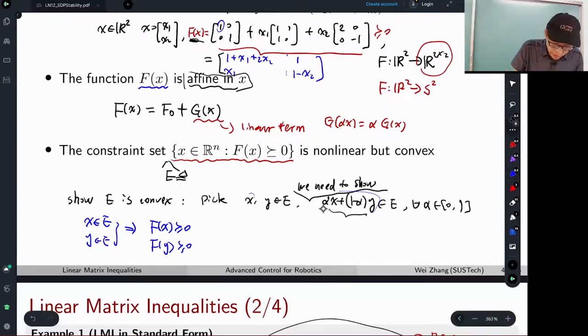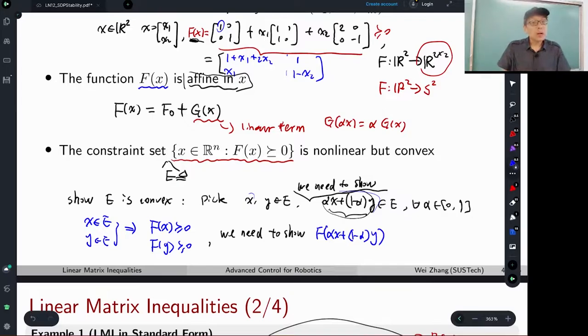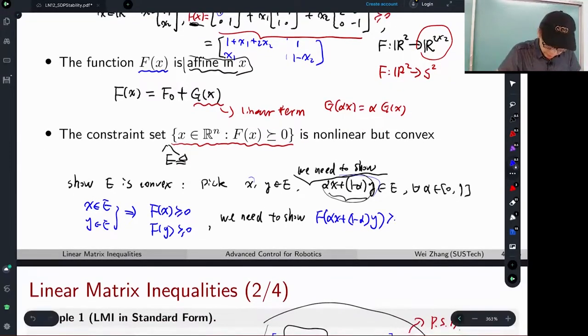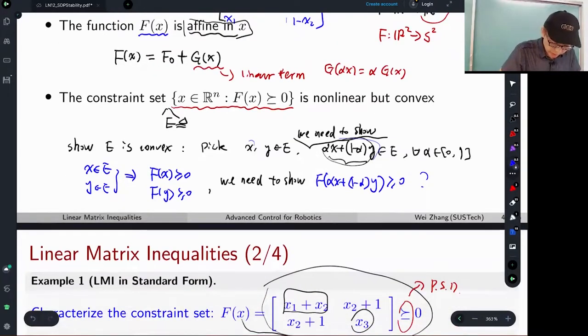Now we need to check this point is in E. All we need to show is that F of alpha X plus 1 minus alpha Y is positive semi-definite. If we can show this, then of course we're done. Does that make sense to you? Yes. Okay. We don't know yet, so let's check.